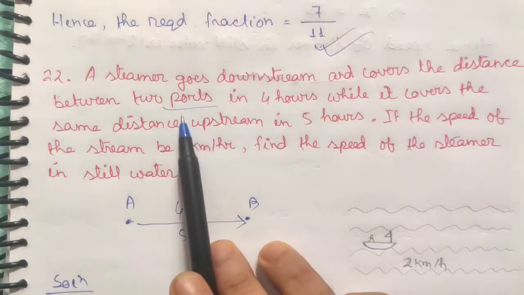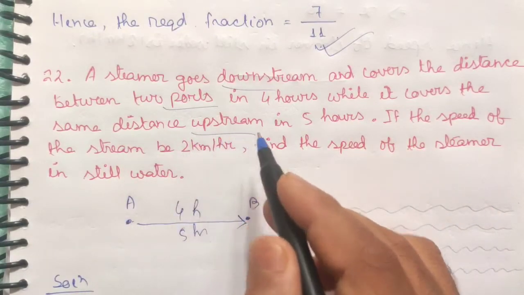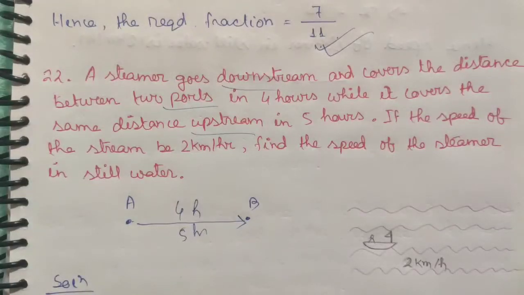First of all, we have to know what is downstream and what is upstream, right? Downstream means what? The way with which the stream flows. Stream means what? Leher. We have seen, suppose a wave. The way with which a wave flows, right? So a wave also has a speed, we know.